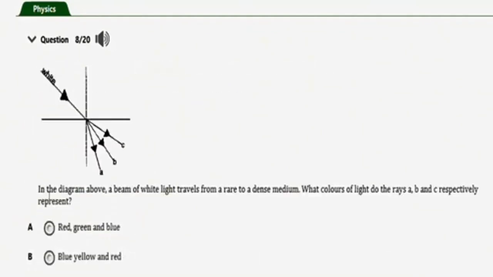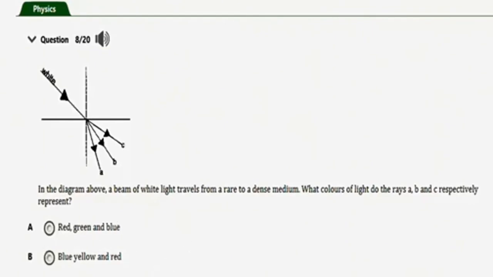It says, in the diagram above, a beam of white light travels from a rare to a dense medium. What colors of light do the rays A, B, and C respectively represent? We have red, green, and blue. No. We have blue, yellow, and red. No. We have green, red, and blue. No. We have yellow, blue, and red. No. So option A is correct, guys. Basically, it's option A, red, green, and blue. From watch beef, red came first before you see green and blue. So the correct option is option A.